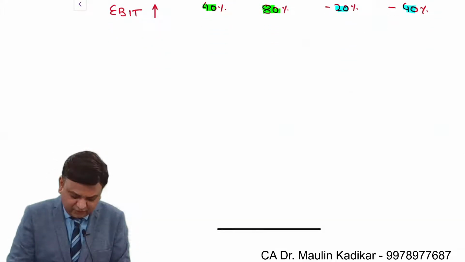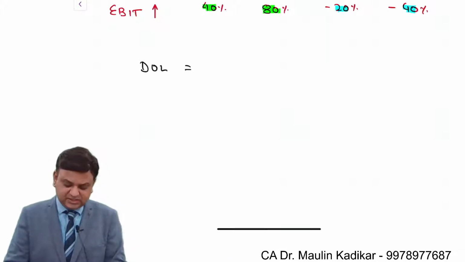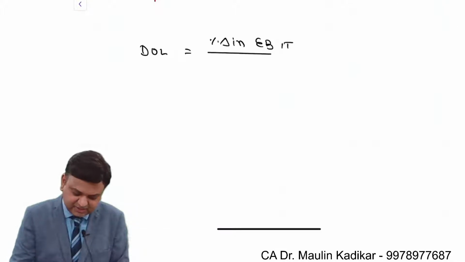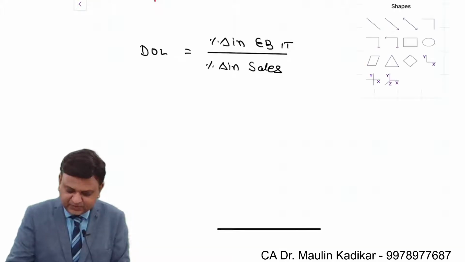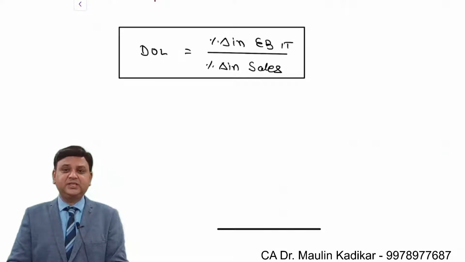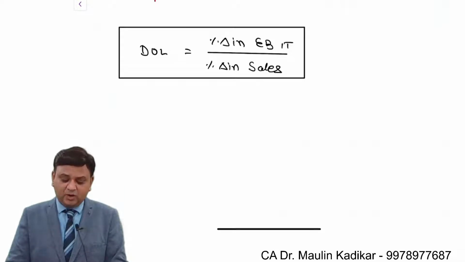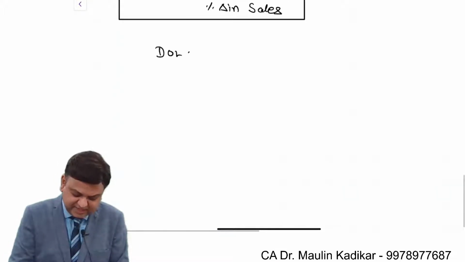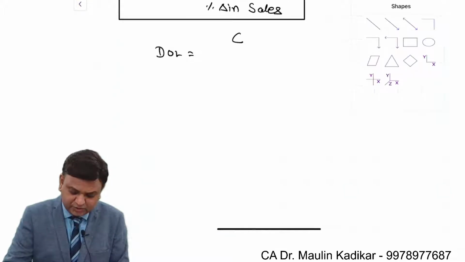As far as the degree of operating leverage is concerned, listen carefully. It is measuring what would be the percentage change in operating income with percentage change in sales, that is, the percentage change in EBIT with percentage change in sales. How do we compute the degree of operating leverage? It is calculated by using a formula, contribution upon EBIT.